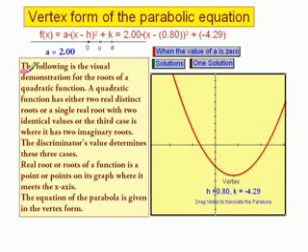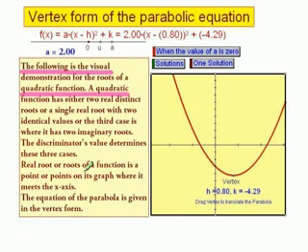The following is the visual demonstration for the roots of a quadratic function. A quadratic function has either two real distinct roots, or a single real root with two identical values, or the third case, where it has two imaginary roots. The discriminant's value determines these three cases.